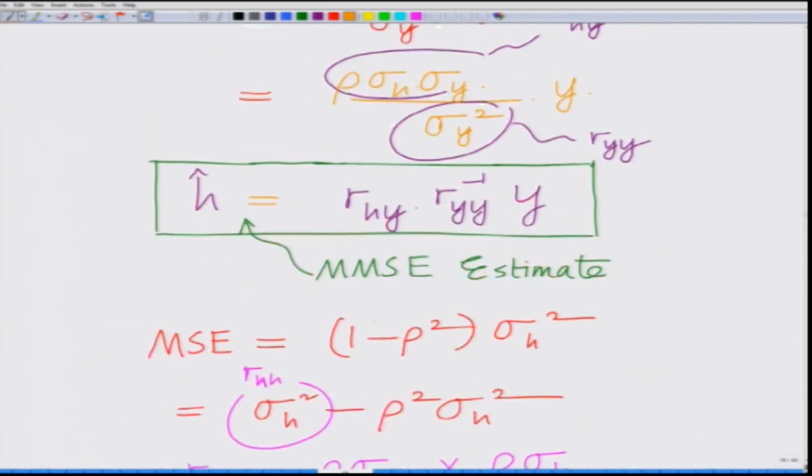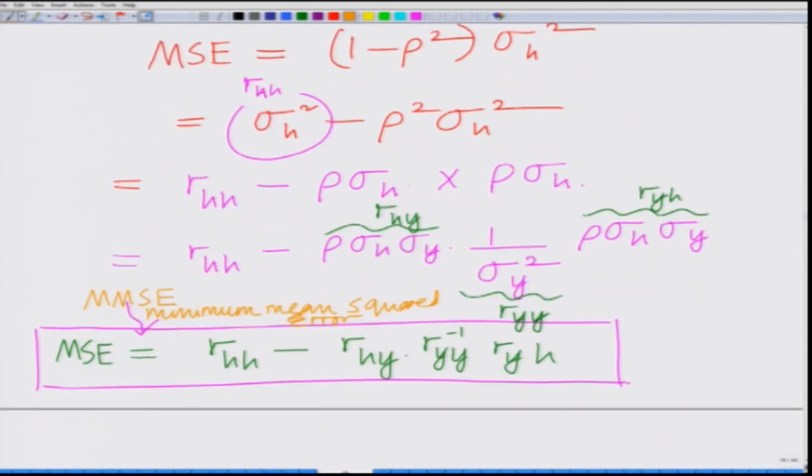One, we have found the MMSE estimate, that is rho sigma h sigma y divided by sigma y square into y, which is basically r h y times r y y inverse into y. And also we have found the actual value of this minimum mean squared error, that is MMSE, which is r h h, that is sigma h square, minus r h y into r y y inverse into r y h. This is your mean squared error for this scenario.